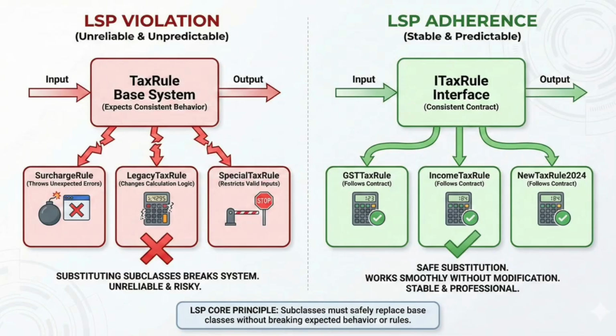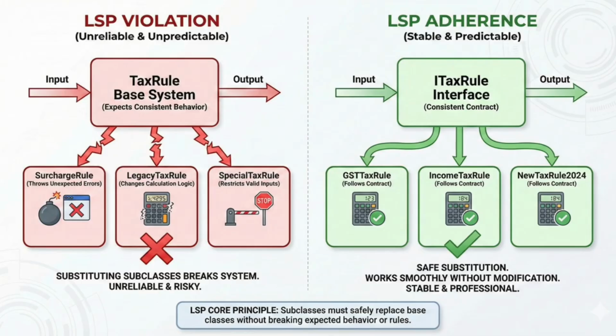LSP done correctly. In the correct professional design, we define a stable tax rule interface or base tax class with a clear contract like calculate income. Every tax rule such as GST tax rule, income tax rule, or new tax rule 2024 must follow the same input expectations, the same logical meaning of calculation, the same behavioral consistency. They do not surprise the system or change the fundamental expectation of what a tax calculation means.